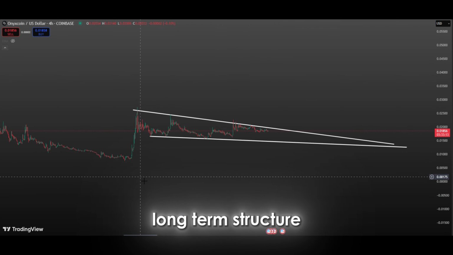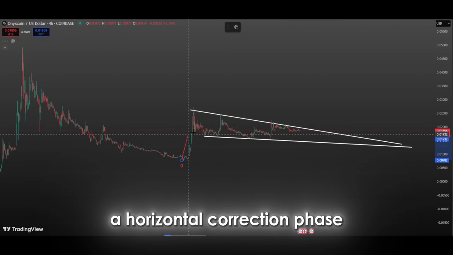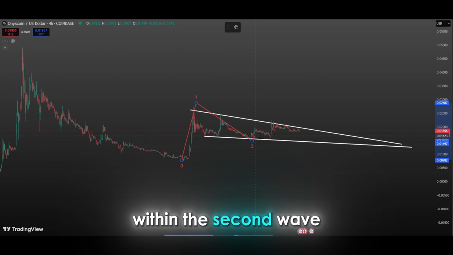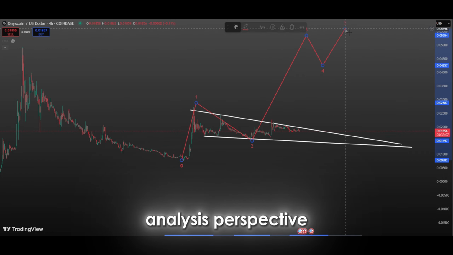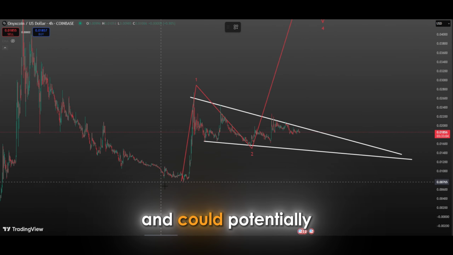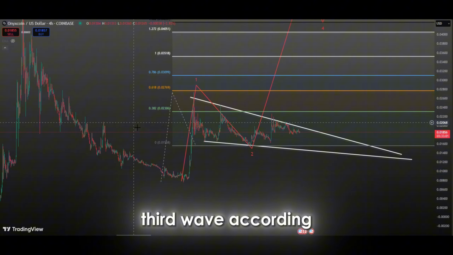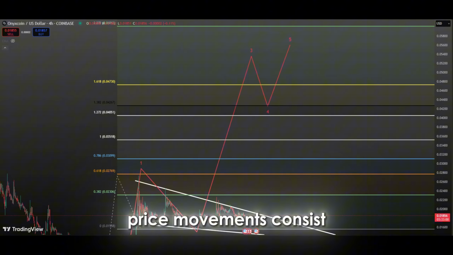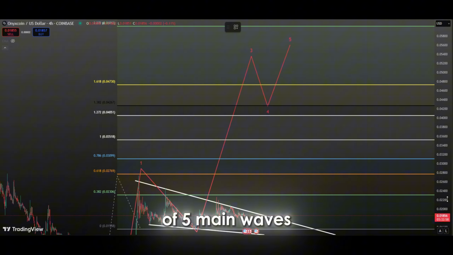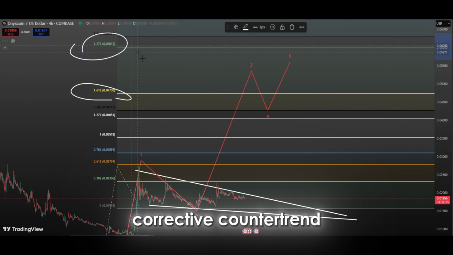In the current long-term structure under review, it is observed that the price is going through a horizontal correction phase within the second wave. From a technical analysis perspective, this indicates a healthy consolidation phase and could potentially signal the beginning of a much larger third wave. According to the Elliott wave theory, price movements consist of 5 main waves, 3 impulsive, aligned with the trend, and 2 corrective counter-trend waves.